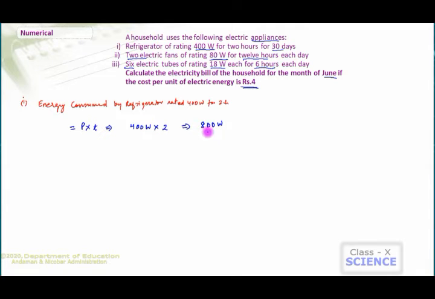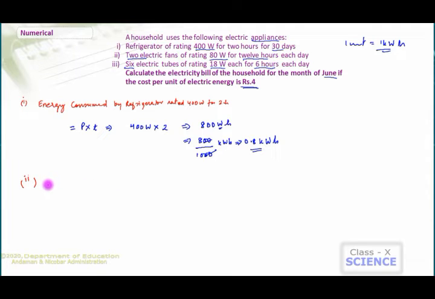Now this has to be converted into kilowatt, because we have to find the units. 1 unit, we have learned that 1 unit is equal to 1 kilowatt hour, right? So we have to convert this. Time is in hour, so here watt has to be converted into kilowatt. Here 800 divided by 1000 kilowatt hour, right? So 0 gets cancelled, so finally we will get 0.8 kilowatt hour. So this is the energy consumption of the refrigerator for one day. We have to find for 30 days, that we will do later.